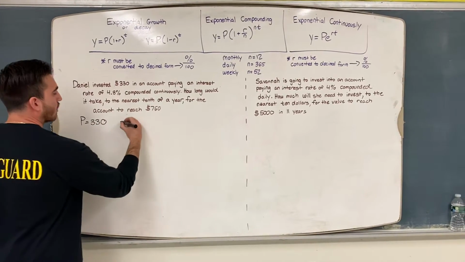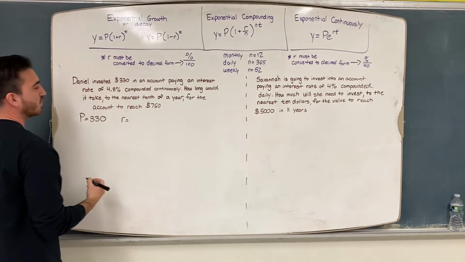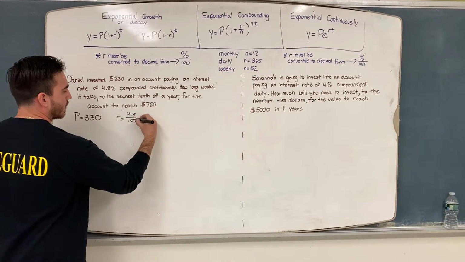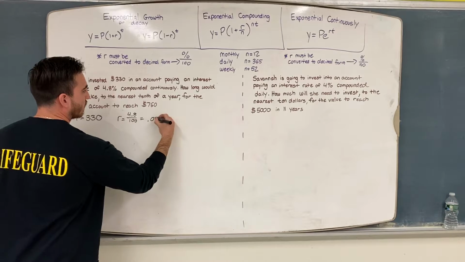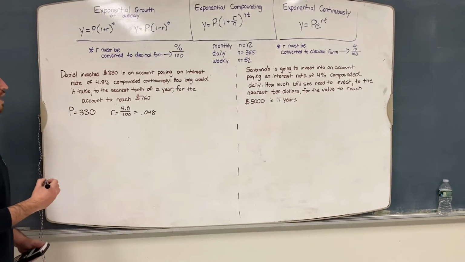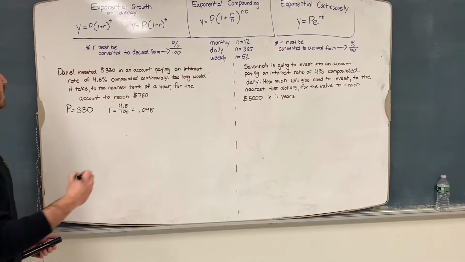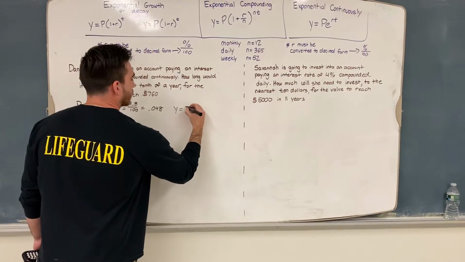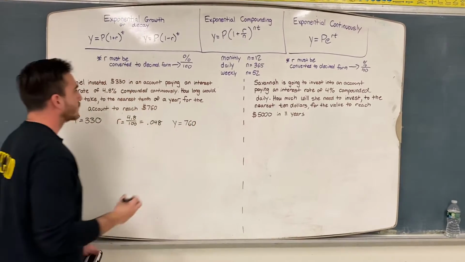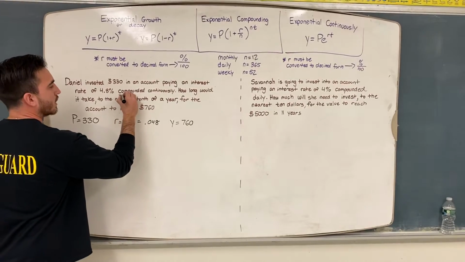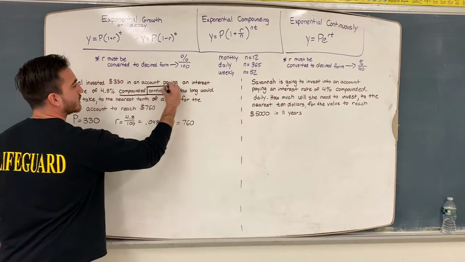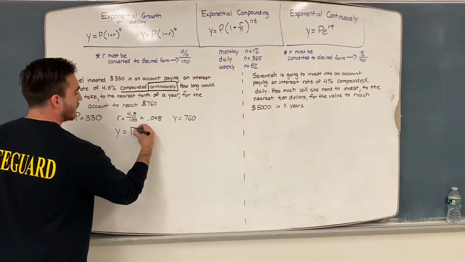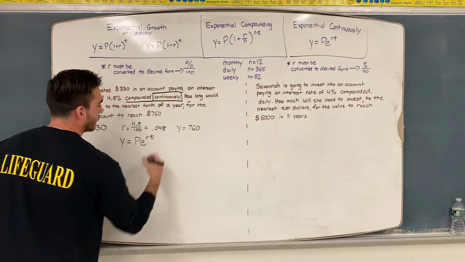They also give us our rate. But remember, we need to convert this to decimal form. So I'm going to do 4.8 divided by 100, and that is going to give us 0.048. And they also gave us our final value of y equals 760. So since this problem says compounded continuously is the dominant one, we are going to be using the formula y equals p e to the rt.